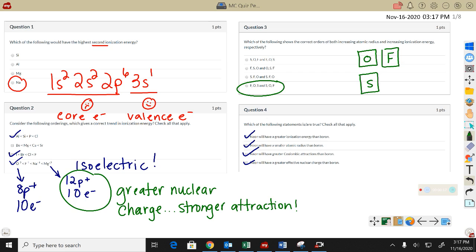Good AP level question, because you wouldn't have done this last year. Last year you probably just talked about first ionization energy. Now we want to know which of these atoms would require the most energy to remove the second electron. And it would end up being sodium.